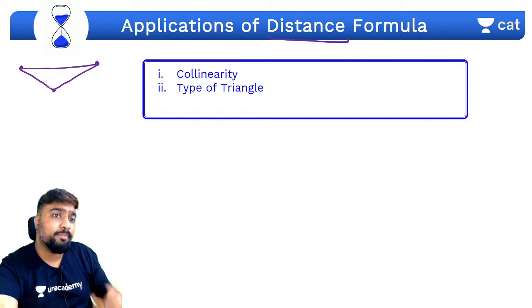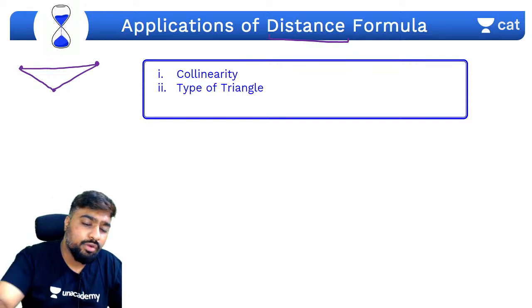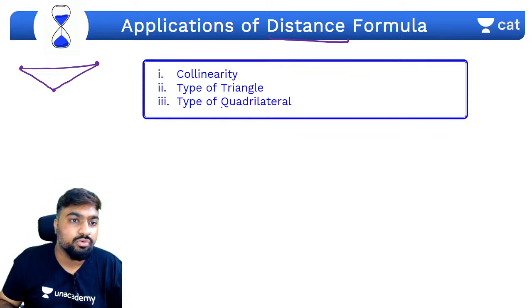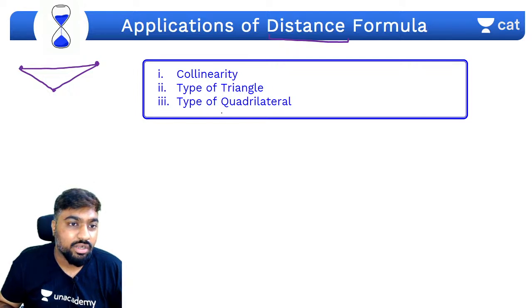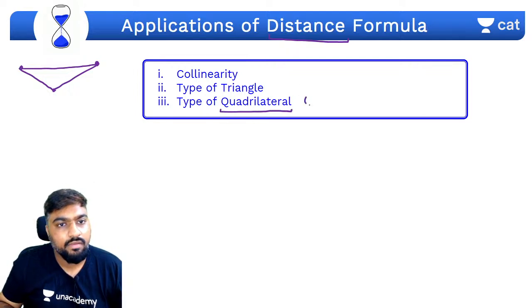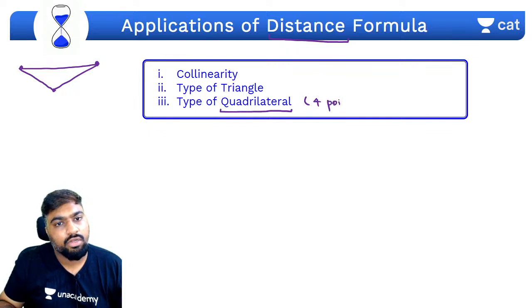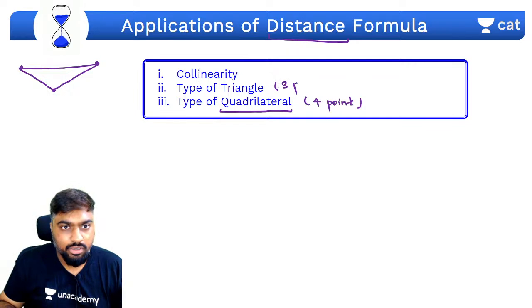Also, if 4 points are given, then you can also find out what kind of quadrilateral would be formed. For 4 points, what kind of quadrilateral? For 3 points, what kind of triangle?